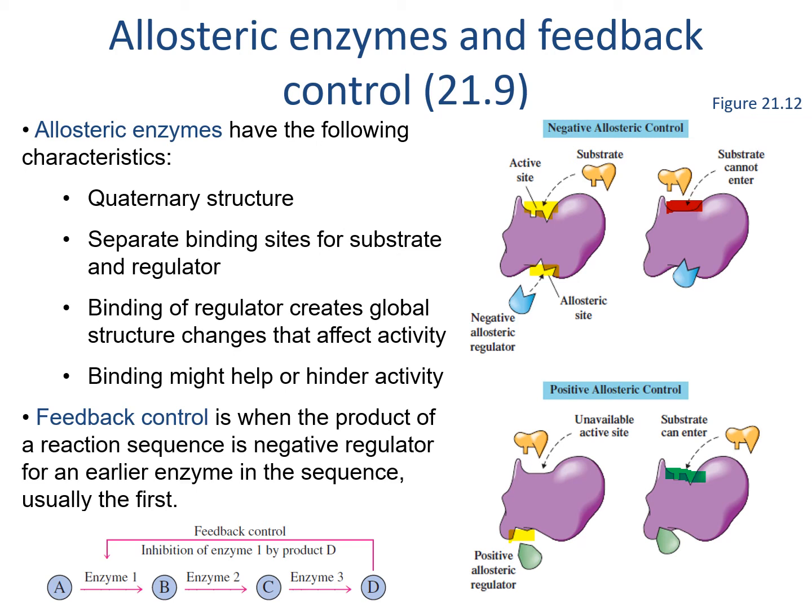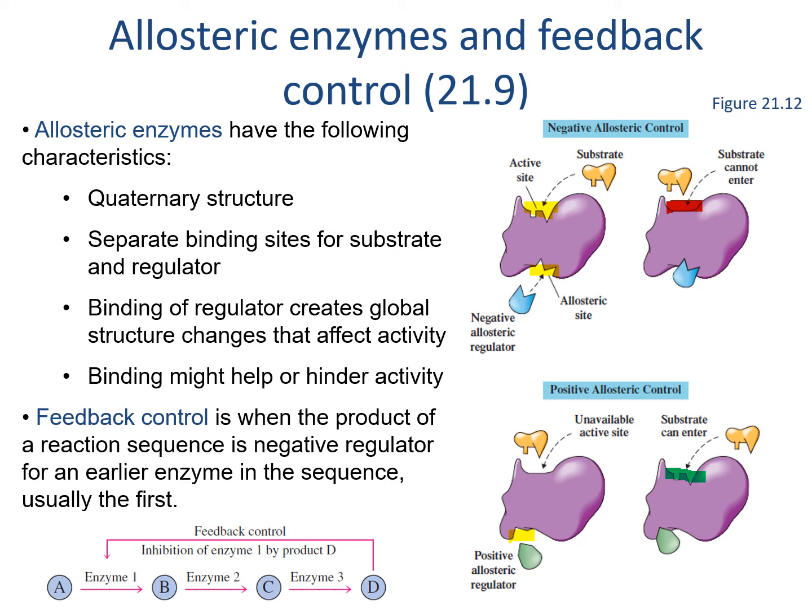Both can be true with allosteric enzymes, which is different than inhibitors. Inhibitors will only slow down the rate of an enzyme. Allosteric regulators can either be negative and slow down the rate of an enzyme, or they can be positive and speed up the rate of an enzyme.